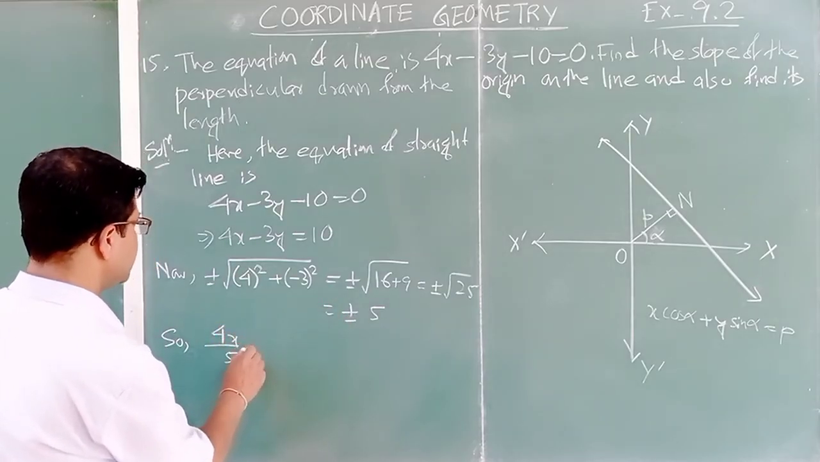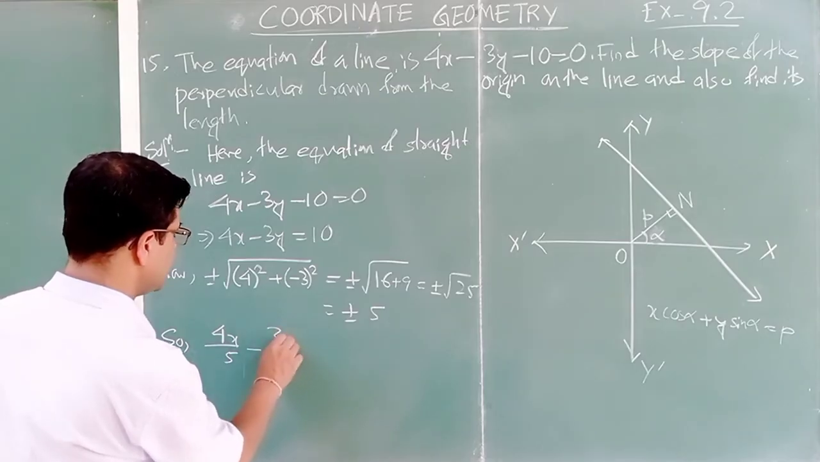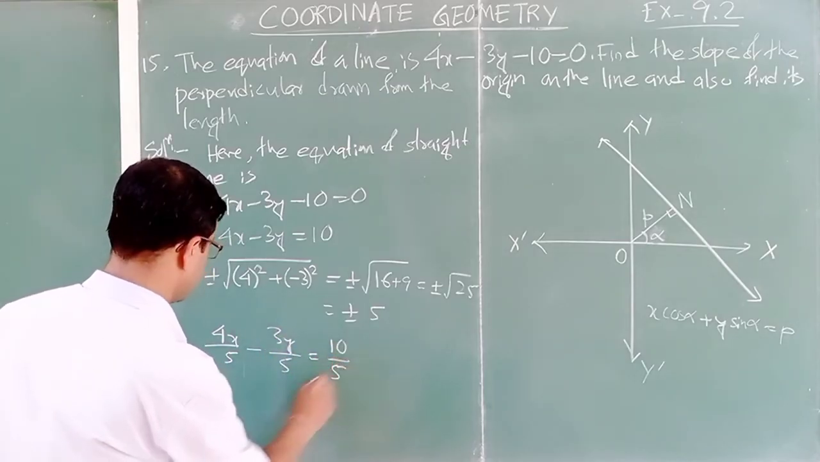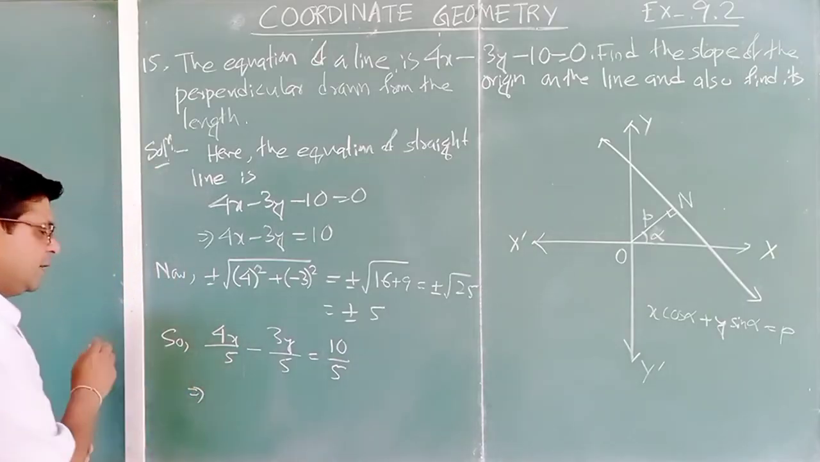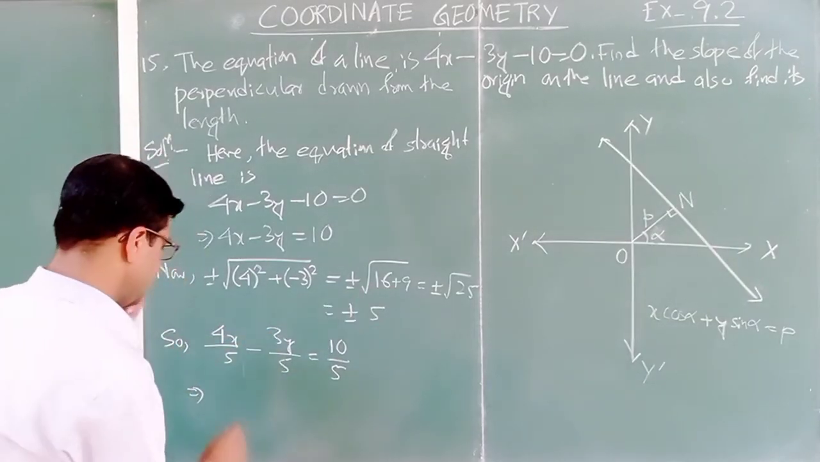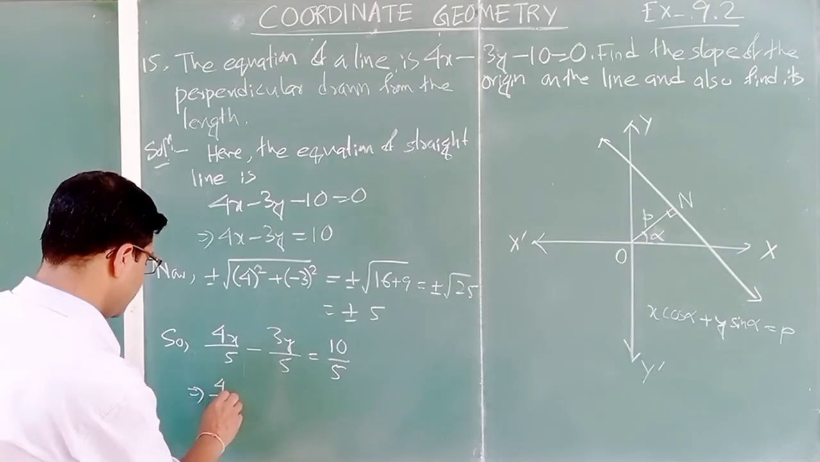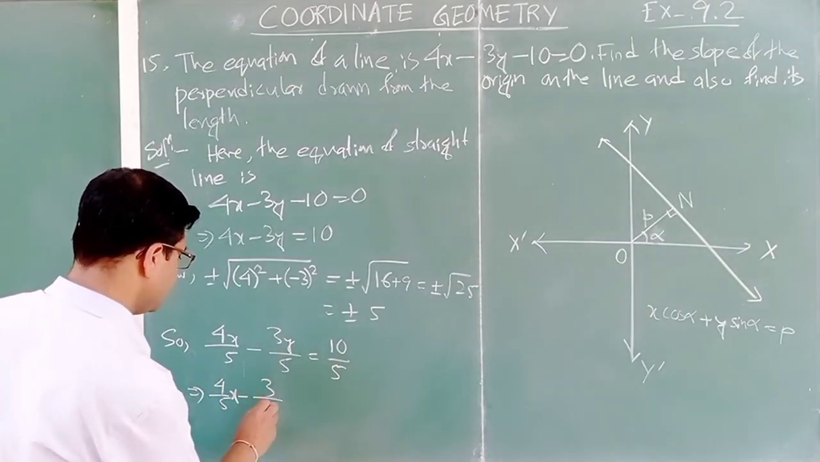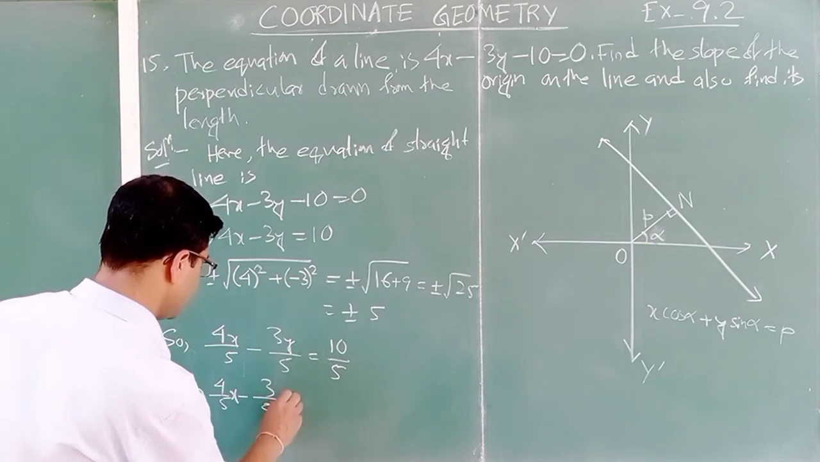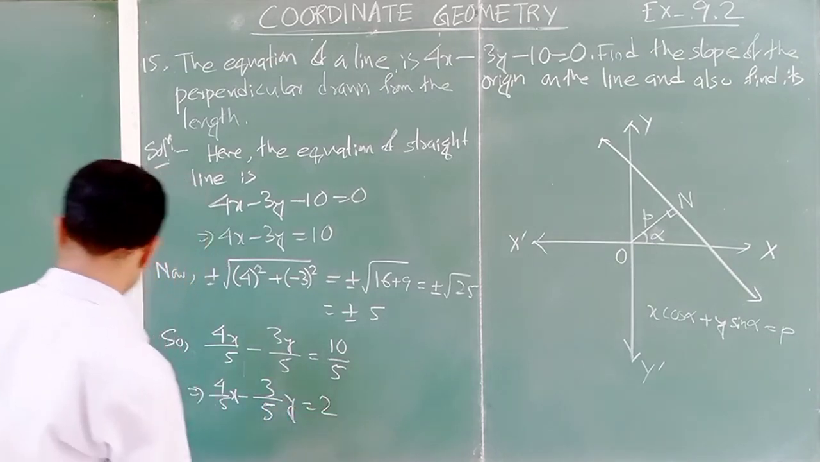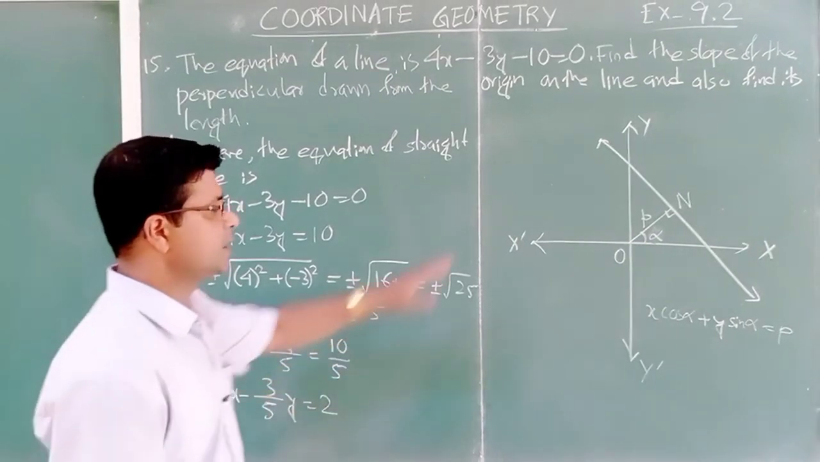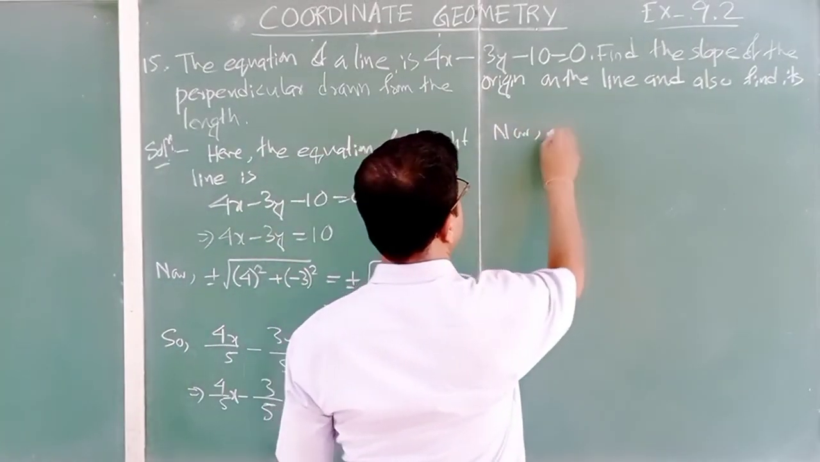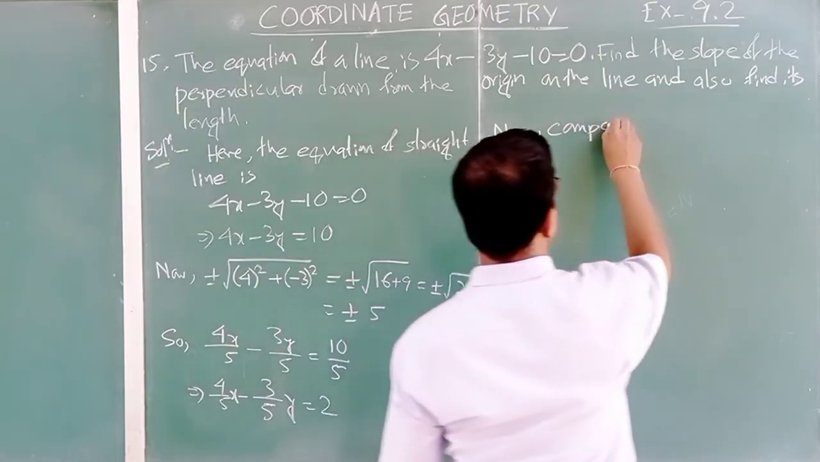4x by 5 minus 3y by 5 equals 2. Okay, now let us compare with that. It is in this form: 4 by 5 x, minus 3 by 5 y, and this is 2. Now let us compare this with the standard equation.